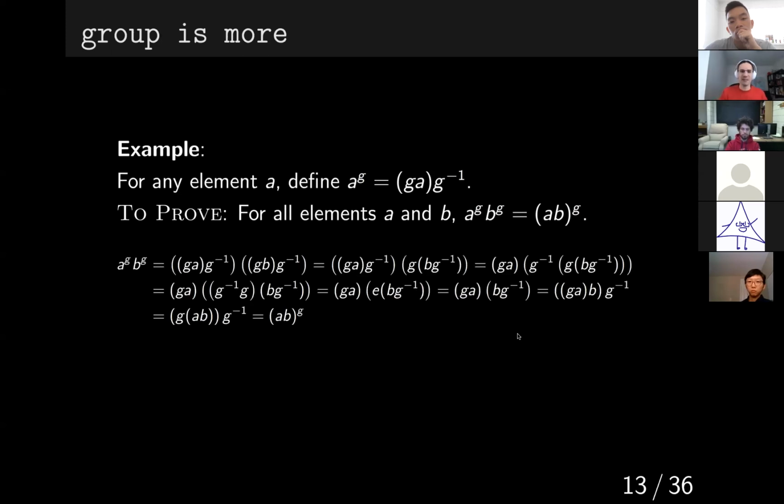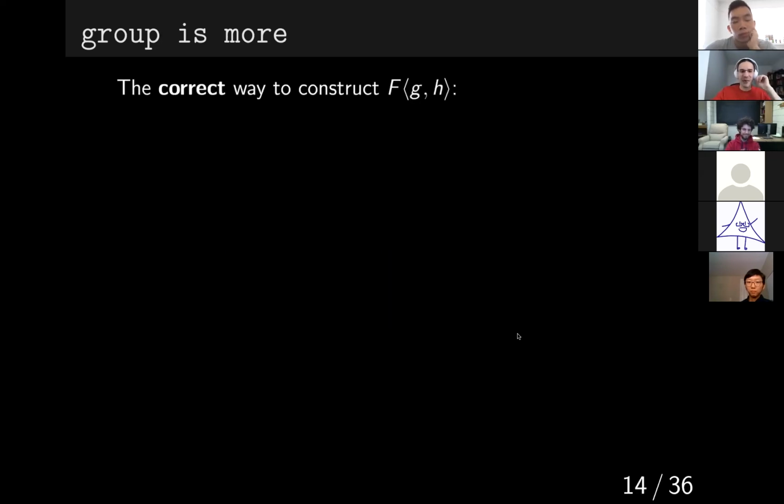So, I mean, what do you expect? You have to rebracket associativity. It's not going to look nice. We should burn this with fire. That's what we should do. So what is the correct way to construct the free group on 2 generators?